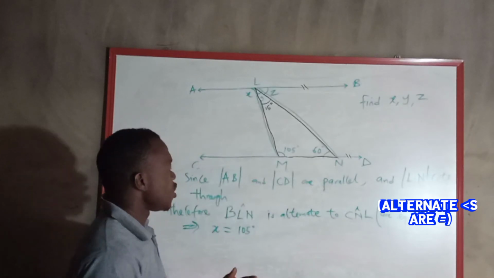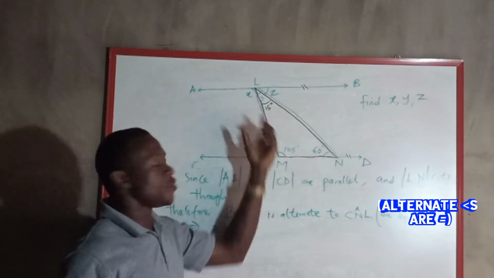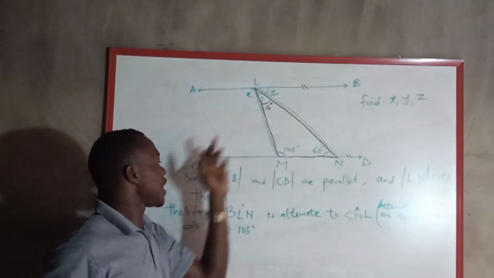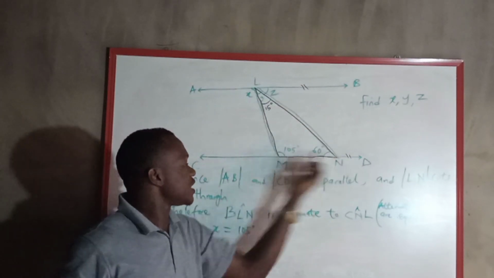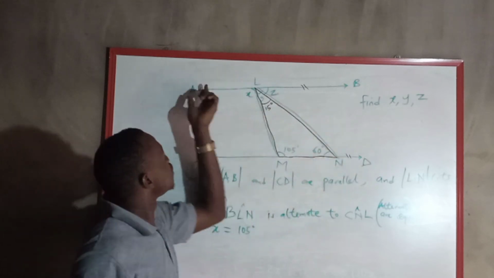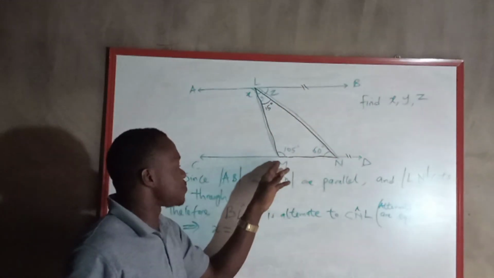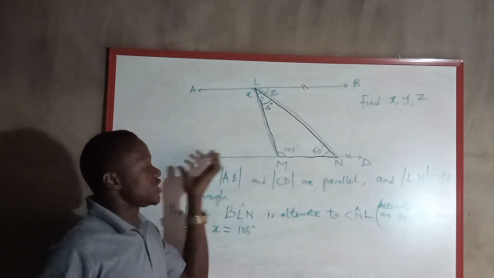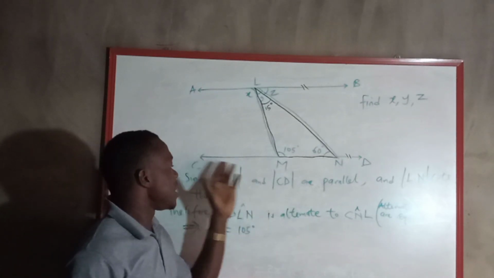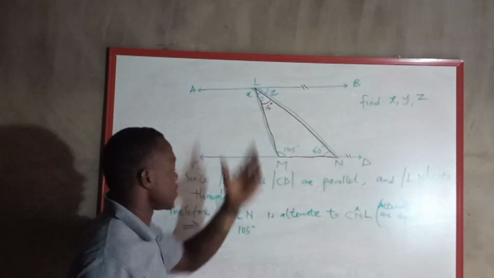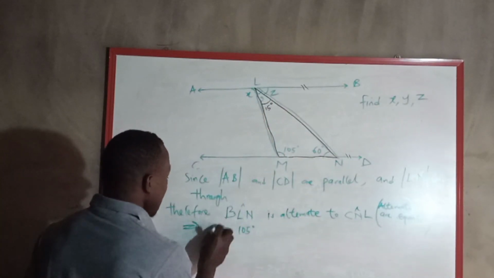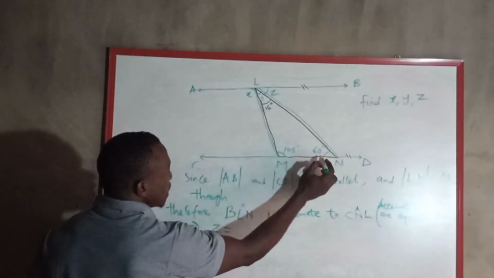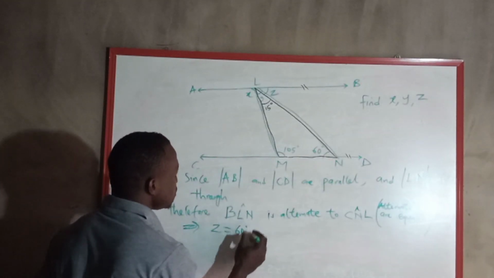Now somebody will ask me, why am I not using MNL? Because we are not considering this particular triangle. What are we considering? Yes, we are considering the two lines. So we use the points on the lines. We use C and we use D, we use A and we use B. We don't use the M, N, L. It's still going to work, but since we are considering the lines, you have to give preference to the lines. C, N, L. So, which means that our Z is equal to what? Alternate angles are equal, 60 degrees.